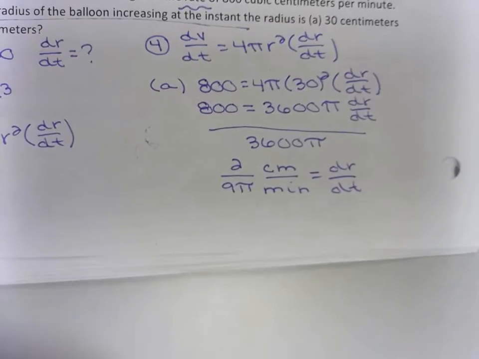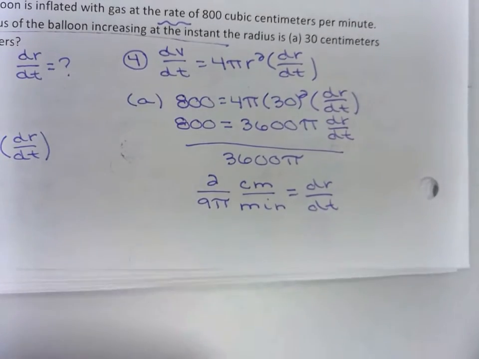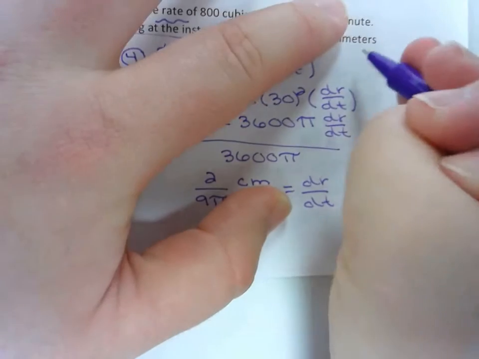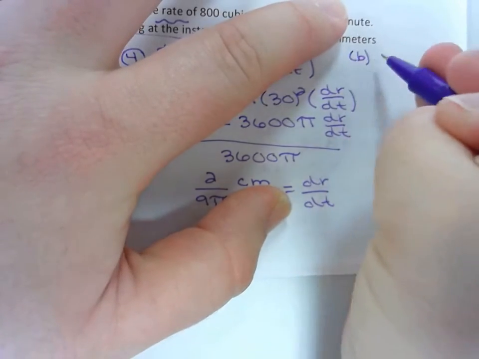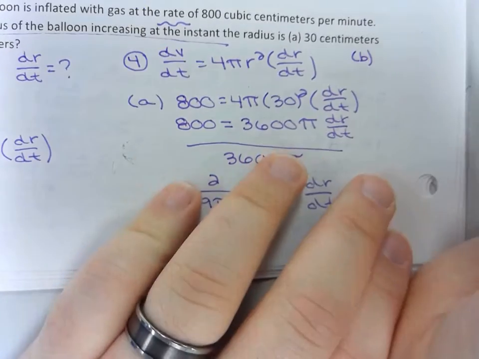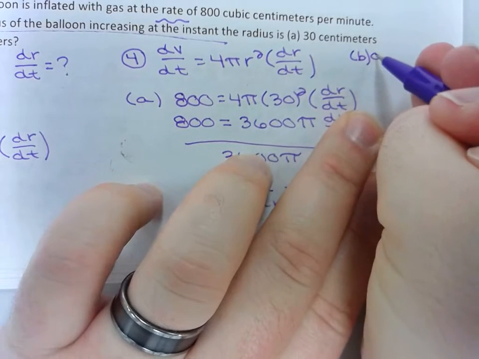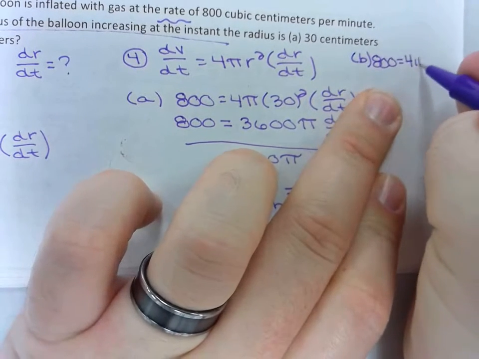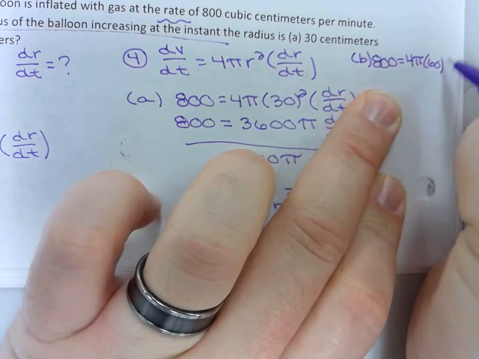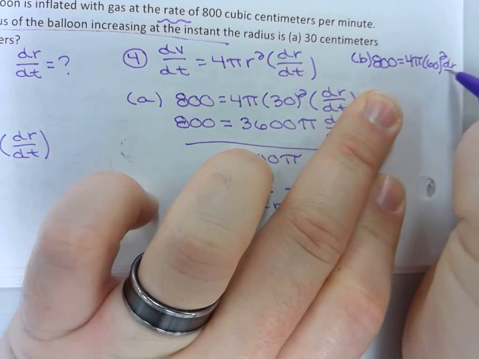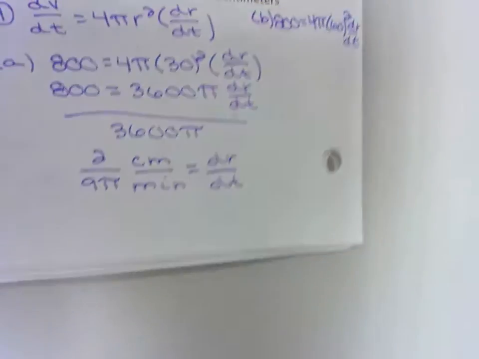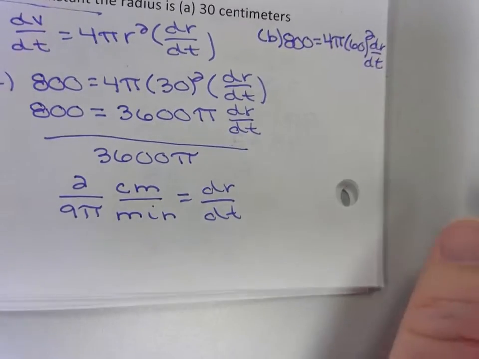And then part B, I didn't leave much space, sorry. Part B, I want to know dr/dt when the radius is 60. So plug in information. dV/dt is 800 still, equals 4 pi 60 squared dr/dt. So plug all that information. My radius is now 60.